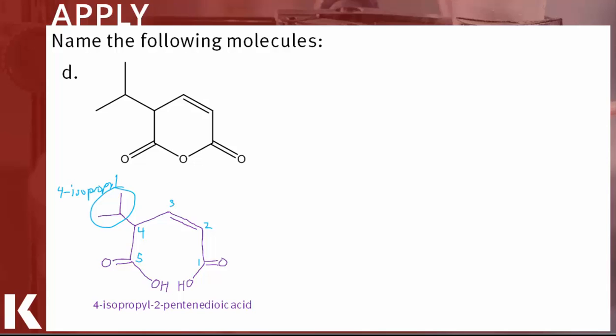That's the hard work. Now all you have to do is chop off the word acid and replace it with anhydride to get the original anhydride's name. So the overall name is going to be 4-isopropyl-2-pentenedioic anhydride.